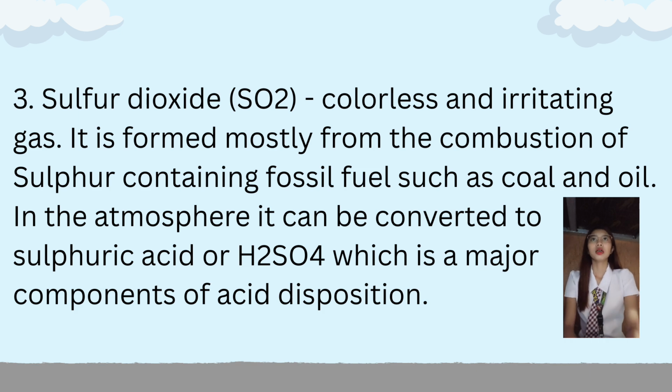Number 3 is sulfur dioxide, a colorless and irritating gas. It is formed mostly from the combustion of sulfur-containing fossil fuels such as coal and oil. In the atmosphere, it can be converted to sulfuric acid, which is a major component of acid deposition. Sulfur dioxide has a strong irritating smell. In the air, it can turn into sulfuric acid, which causes acid rain.